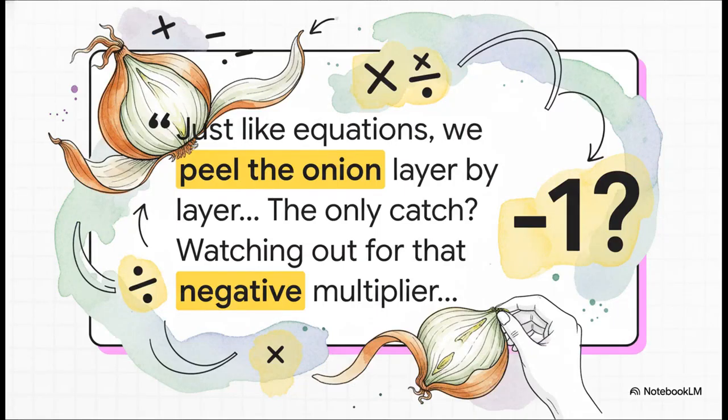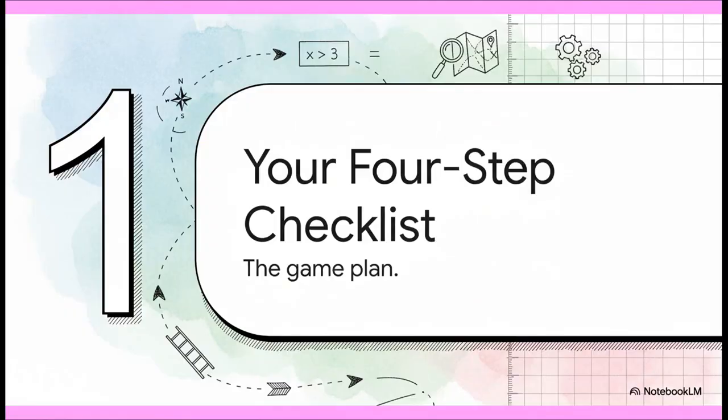I absolutely love this peeling the onion analogy. It's just perfect. When you're trying to get x all by itself, you're really just working from the outside in, undoing every operation one step at a time. You use subtraction to undo addition, division to undo multiplication. You get the idea. The only thing we have to do is keep an eye out for one very specific situation. So, to make sure we always know what to do next, we're going to use a simple four-step checklist.